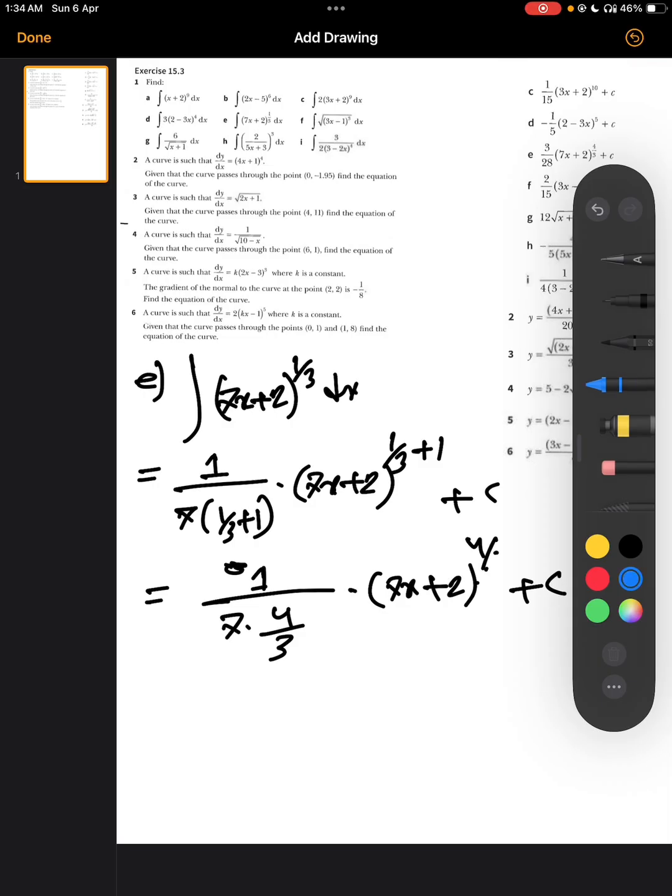Which one was my pen? This one? Uh, this one? Yeah, it is.